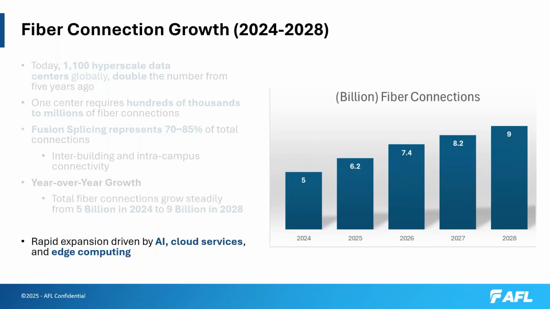Of course, this is due to rapid expansion in AI, cloud services, and edge computing. This was where, again, the capacity fiber allocation on the world demand, quite a majority of that fiber is going into that hyperscale build environment.